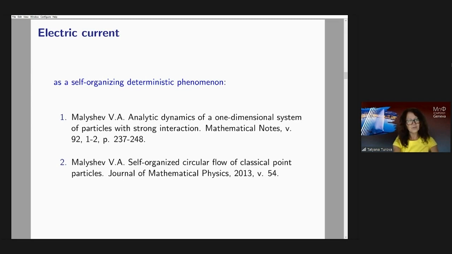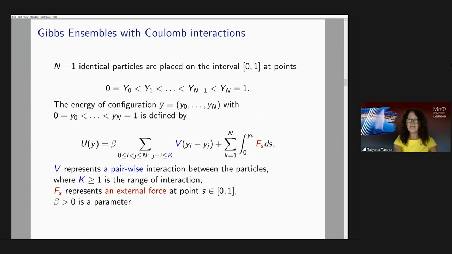So now I will move to actually a model of statistical physics, and I would like to describe it in more detail. We look into a Gibbs ensemble with a Coulomb interaction on the interval 0, 1; the length doesn't matter, it could be 0, L. We have n vertices, or n points, particles. We fix particles at the ends, and on the interval we have n minus 1 particles. For any configuration of the places for the particles, we assign energy. Energy has this form, beta times a sum for interactions B.